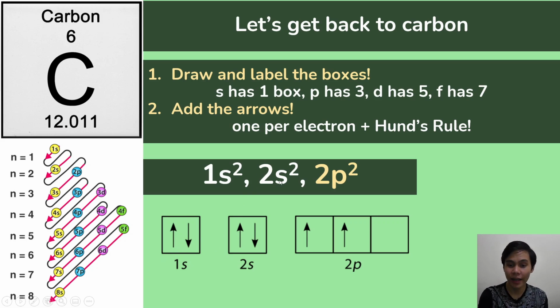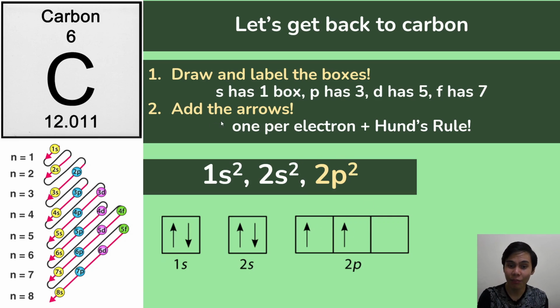Your 2S, again, a different energy level but still the same shape, will only have one box as well. So we label it 2S, and we only have one box. For your P orbital, there are 3 possible boxes. Again, S has 1, P has 3, D has 5, and F has 7. So your P orbital will have 3 boxes available.